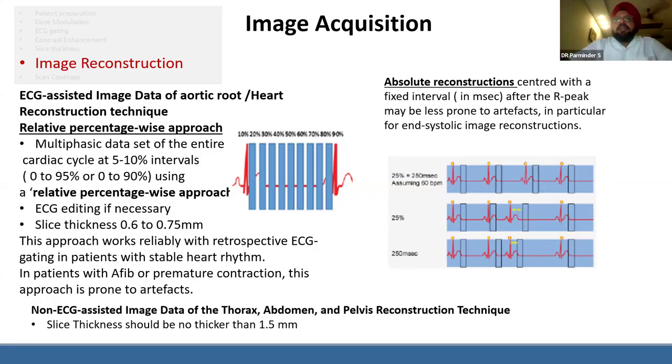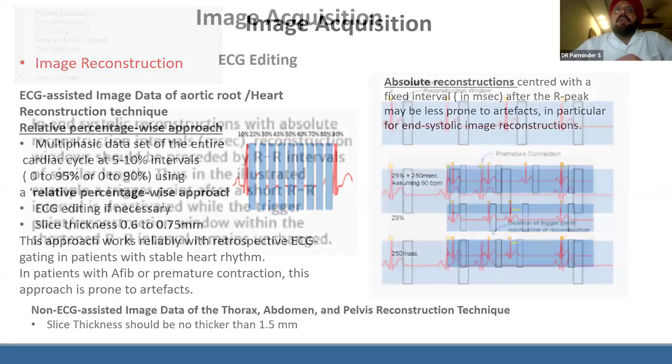This method is advantageous in patients who have irregular rhythms, who have atrial fibrillation, who have premature ventricular contractions, because they don't affect the data acquisition or data reconstruction during this period. And for the peripherals, we do non-ECG assisted image data with slice thickness less than 1.5 millimeters.